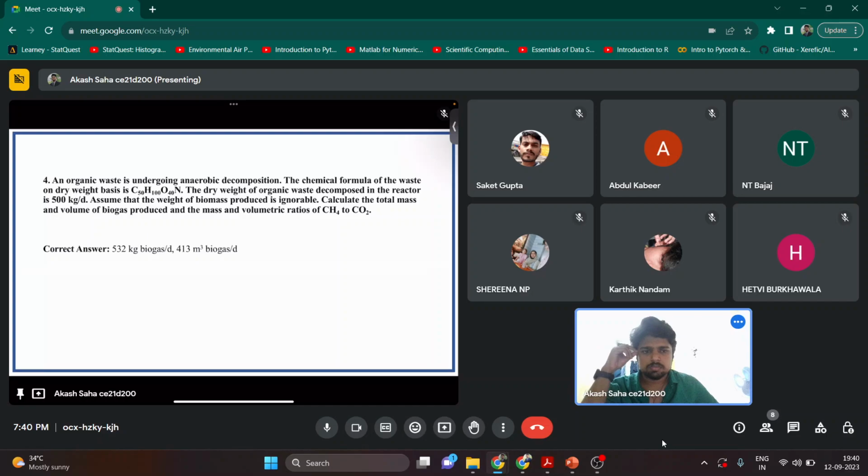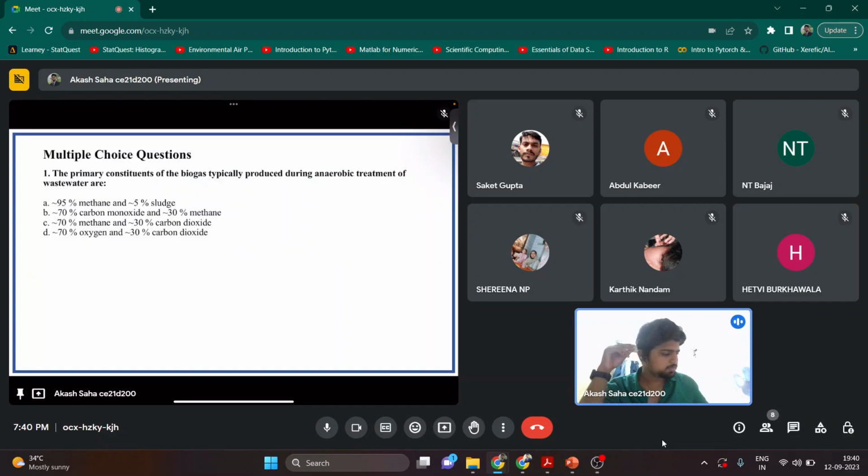Okay. So now we'll discuss some MCQ problems. We will quickly go through them because those are very easy. We can just answer it if you know. So the first question is: the primary constituents of biogas typically produced during anaerobic treatment of wastewater are. So it is talking about biogas. What is the primary constituent? So which of the options is correct?